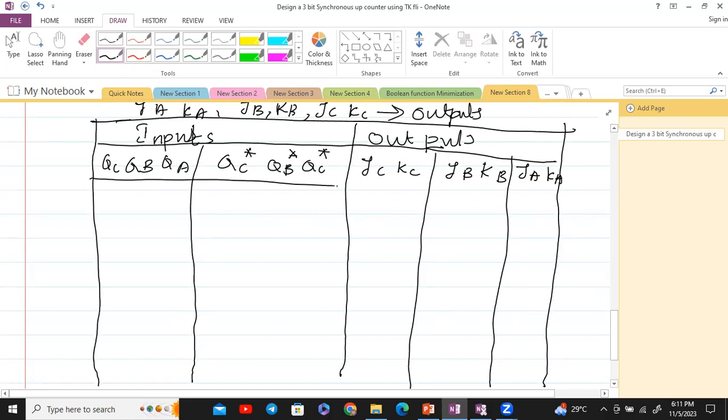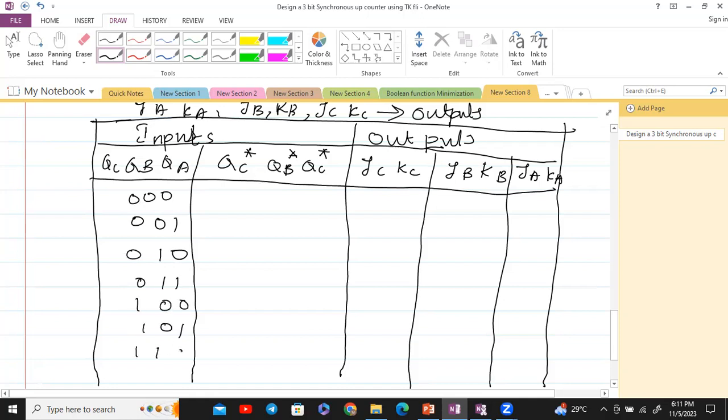As it is a 3-bit combination, it starts from 0 0 0, 0 0 1, 0 1 0, 0 1 1, 1 0 0, 1 0 1, 1 1 0, 1 1 1. All the states.